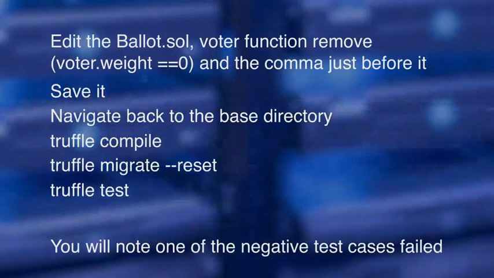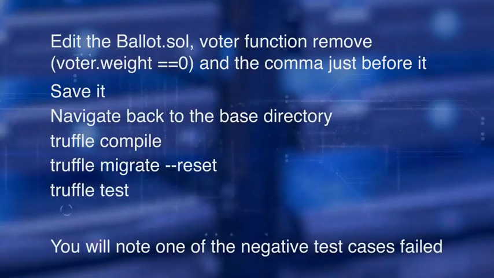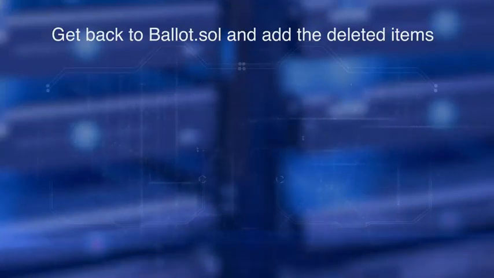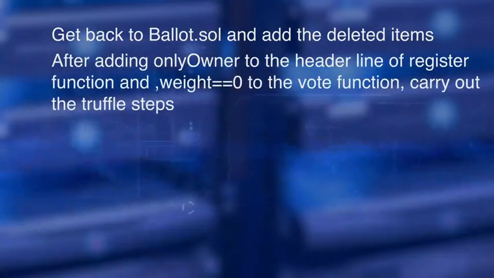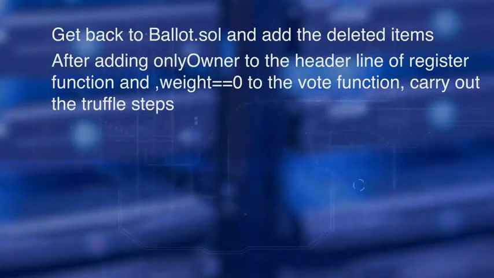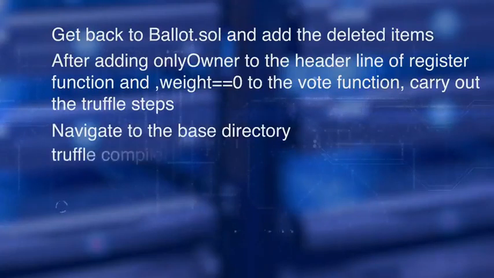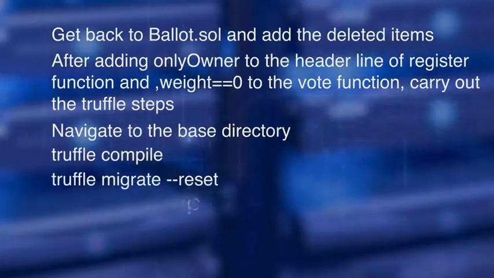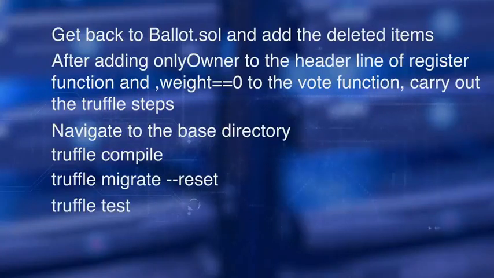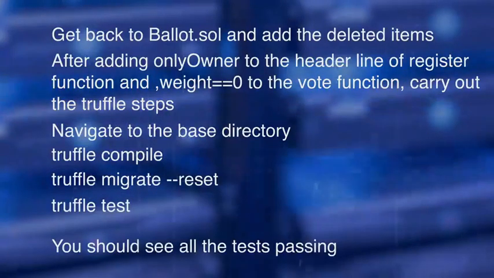You will see one more of the negative test cases failed. Now get back to ballot.sol, edit it, add the deleted items. After adding the onlyOwner to the header line of the register function and comma weight equal 0 to the vote function, save it and carry out the truffle steps to make sure everything tests okay. Navigate back to the base directory, truffle compile, truffle migrate --reset, truffle test. You should see all the tests passing.